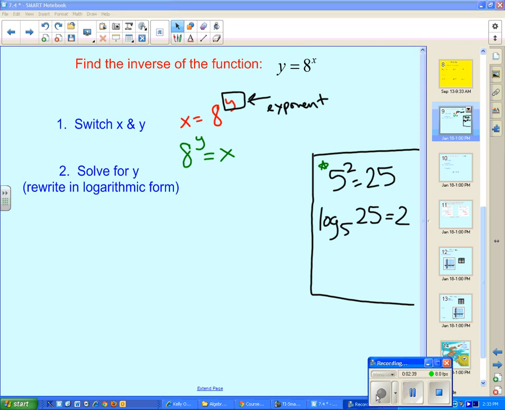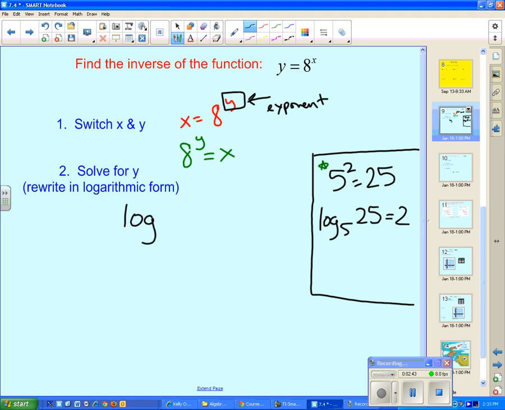Okay, so following that example, in logarithmic form, it would be log base 8, same base as my power, of x equals y. And once we've flipped x and y and we've solved for y, we're done. This is our answer. Okay, so what did we just do?